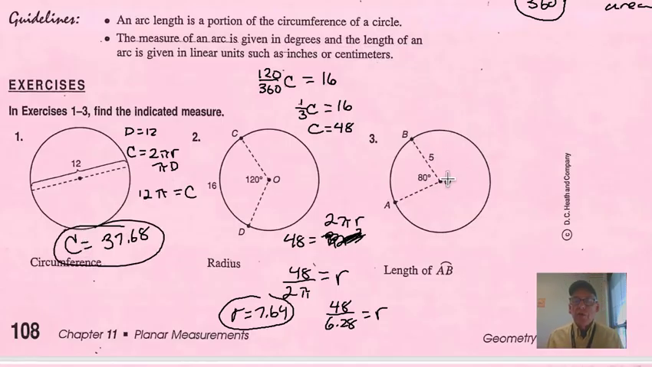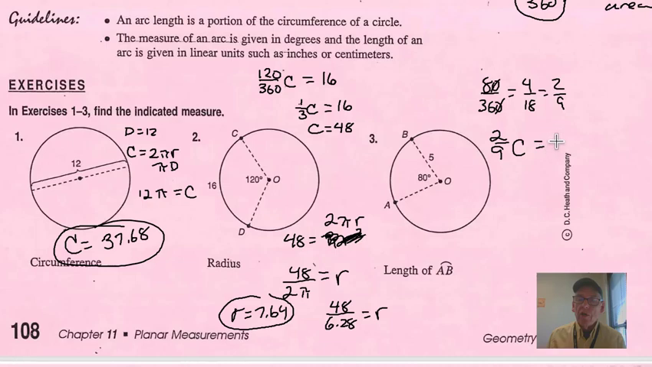And let's look at number 3. They're giving us the radius and a central angle, and they want us to find this arc length. So the arc length is going to be a fraction of the circle. It's 80 over 360. Now 80 over 360 simplifies to 4 over 18, which is 2 over 9. So 2/9 times the circumference is going to be this arc length from A to B.